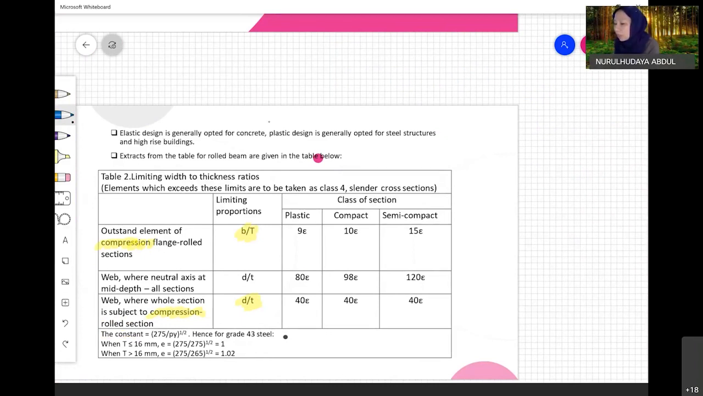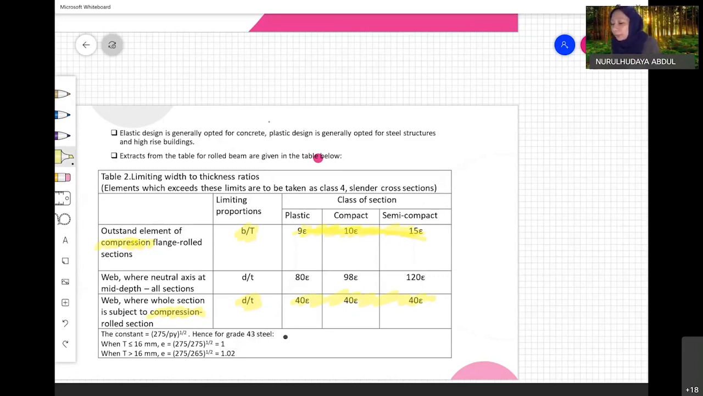This one tak payah risau sangat lah sebab selagi dia masih plastik, compact, semi-compact dia memang 40 constant. But this one dia ada beza sikit, like 9, 10 constant, 15 constant, 9 constant. But doesn't matter you dapat dalam any of these 9 constant ke 10 constant ke 15 constant ke, as long as dia tak exceed this 15 constant. Sebab kalau dia exceed 15 constant maksudnya dia adalah slender. Column kita just make sure dia not slender.